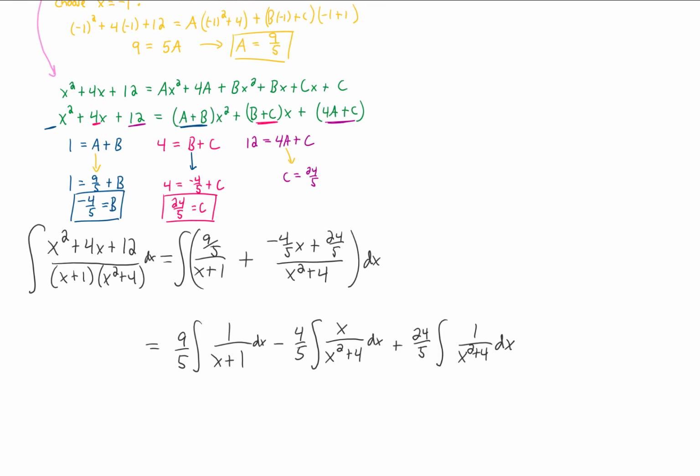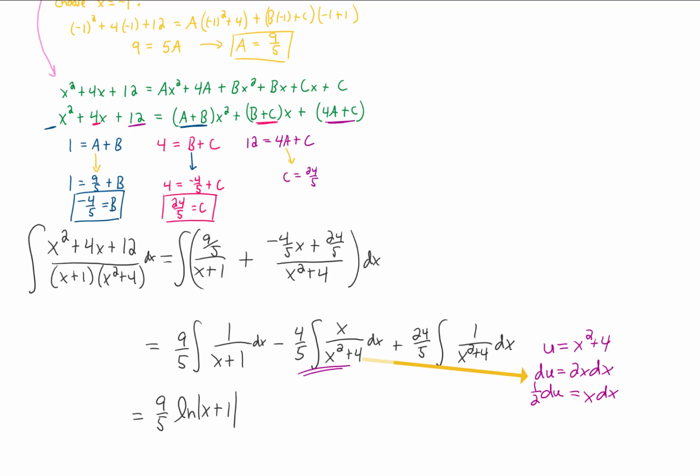The key here is splitting up the integral into 3 pieces. Integrating the first piece is just a natural log. The second piece here actually requires a u substitution. If you use u equals x squared plus 4, you'll notice that our x dx turns into 1/2 du. The integral then turns into 4/5 times 1/2 du over u. Well, that integral is just another natural log integral. If we bring the 1/2 outside, that turns our constant into a 2/5, and we get the natural log of u, which is x squared plus 4, for that integral.